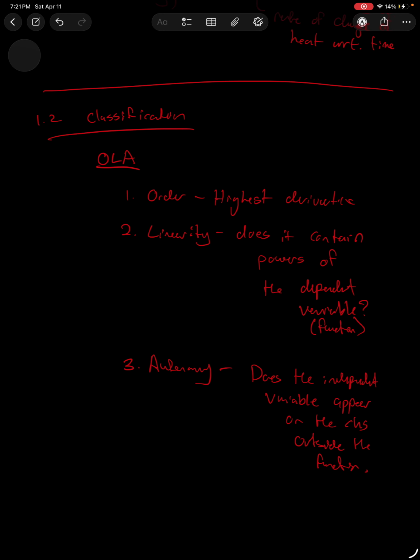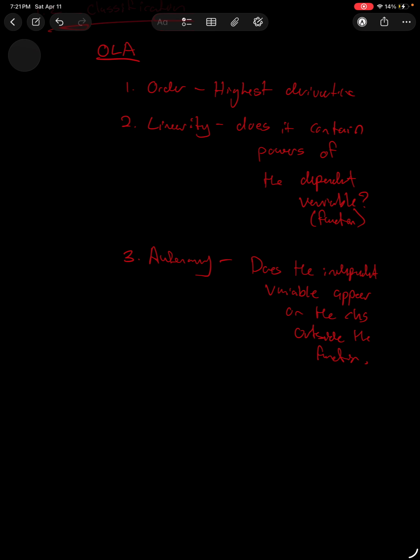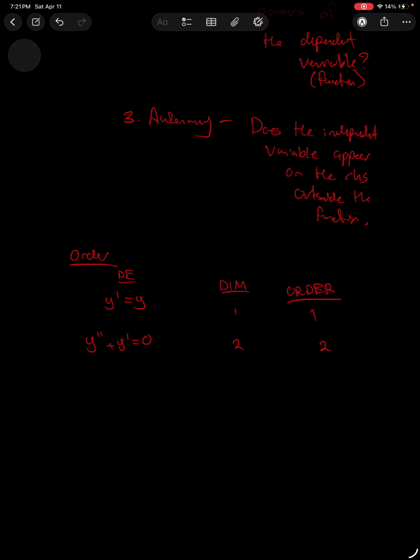So we'll classify a few of these and it'll become clear. Let's do order first. Here's a differential equation, y prime equals y. The highest derivative is the first, so this is a first order differential equation. The differential equation y double prime plus y prime equals 0 has highest derivative 2. So this is an order 2 differential equation.